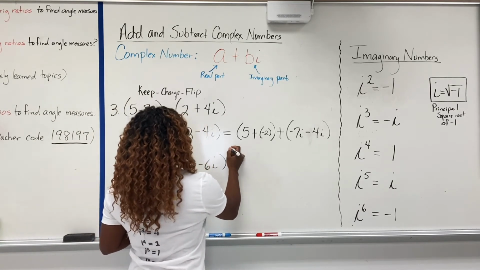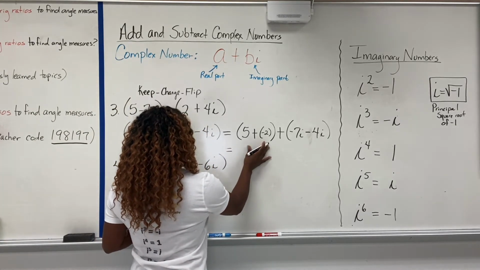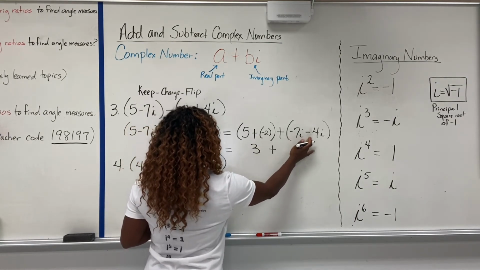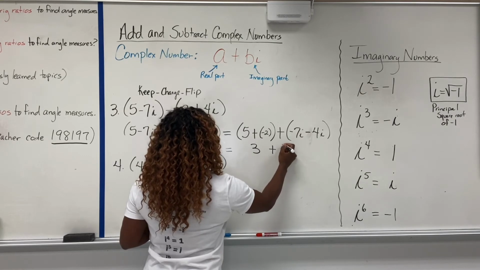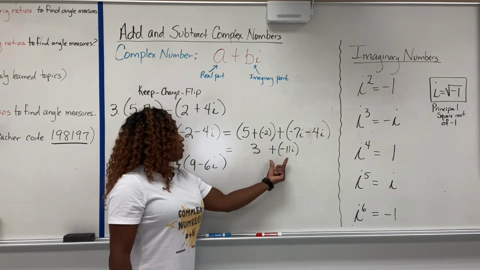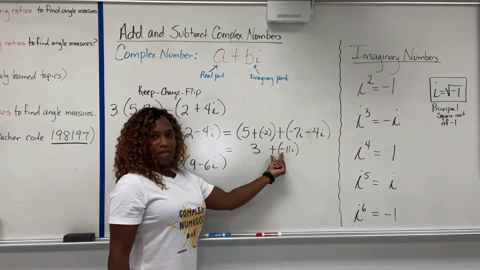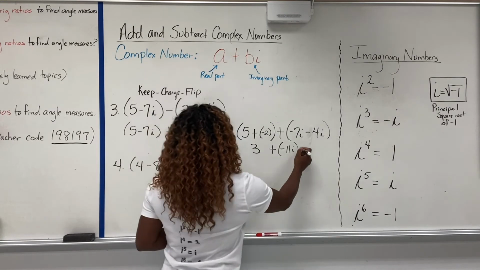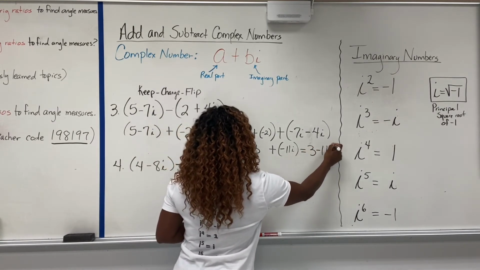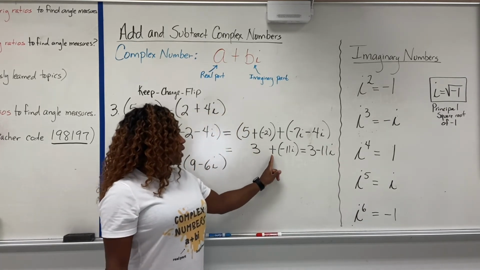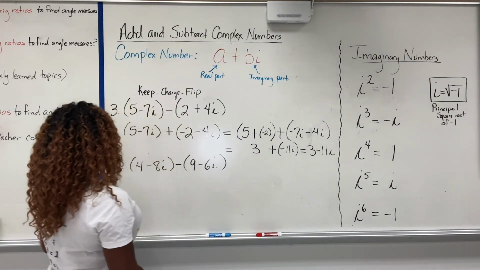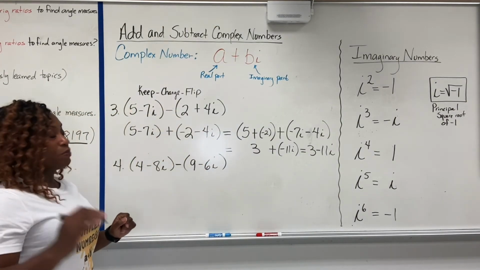Here we're going to get 5 plus a -2 is 3, plus -7i and a -4i gives me a -11i. Then I'm going to rewrite this final answer and eliminate these two operations side by side so it won't look confusing. So my final answer is 3 minus 11i. Why is it minus? Because positive times a negative gives a negative. Okay? Let's take a look at number 4.